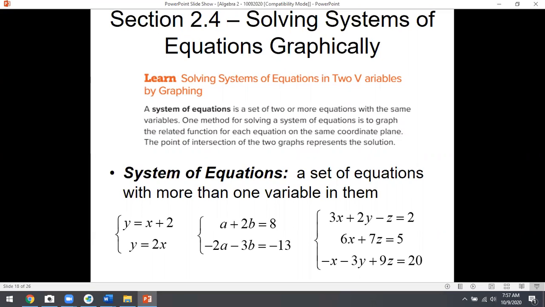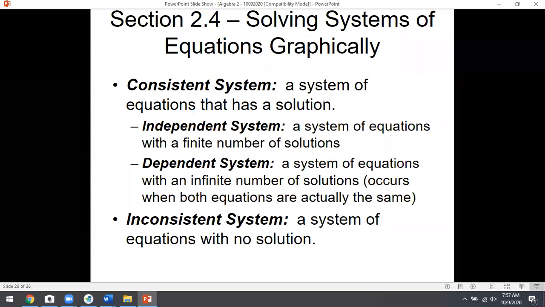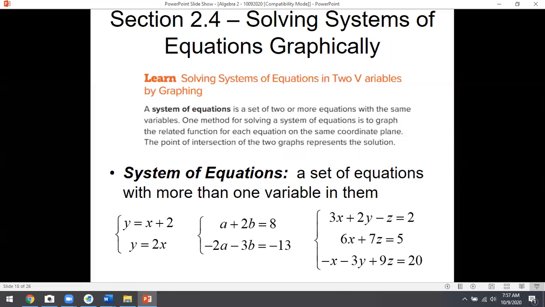What you're trying to do for the system of equations is find values of these variables that make both equations true at the same time. So for this one, I think the solution would be 2, 4. If x was 2 and y was 4, would both of those be true at the same time? Yeah, if x is 2, 2 plus 2 is 4, right? And 2 times 2 is 4. It was 2x down there. So that makes them both true. What that means graphically, if you actually graphed these, is that the 2 graphs would, guess what? Intersect somewhere, precisely.